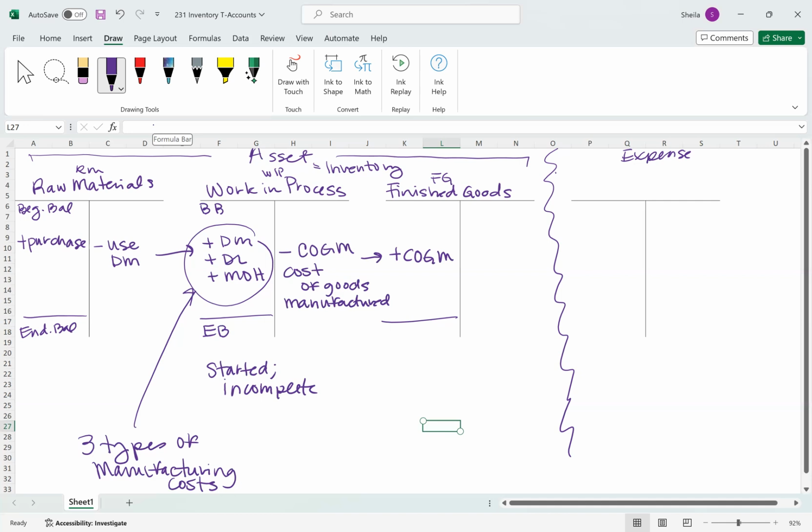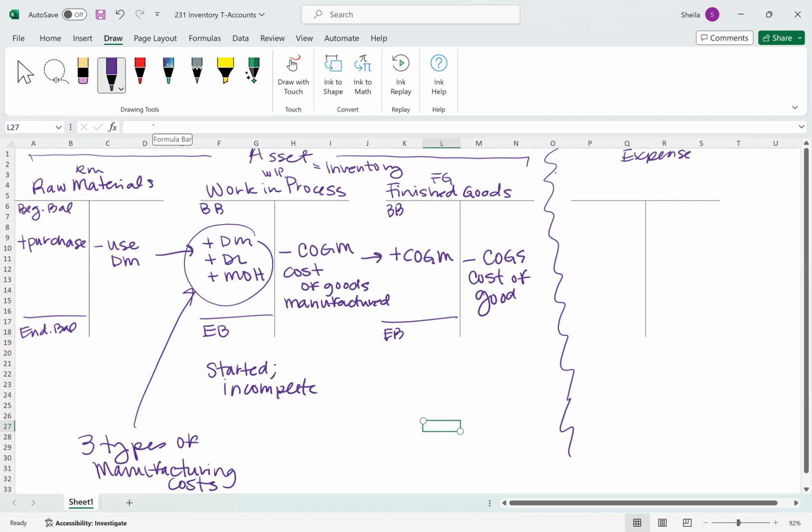Now, as our finished goods account is increased, again, keep in mind, there's always a beginning balance and an ending balance, even though it can be zero. That's how this account works. And what do we do with finished goods? We sell them. And that represents cost of goods sold expense.